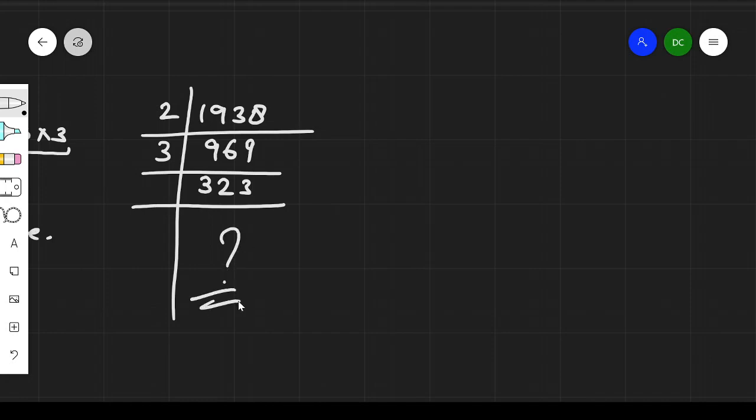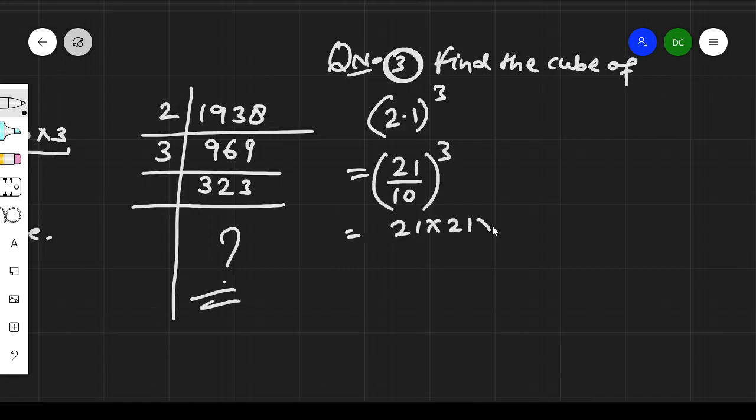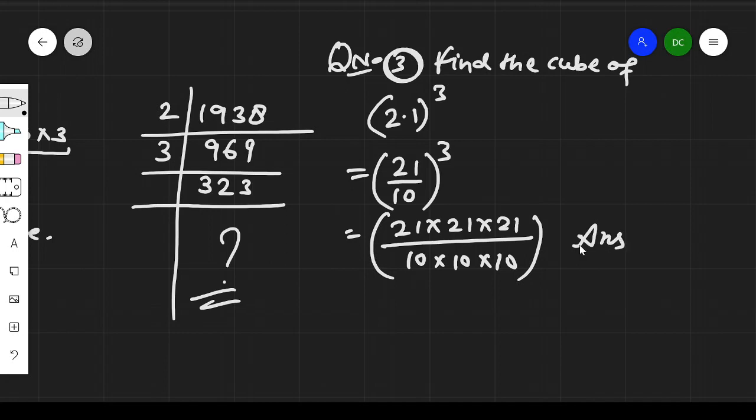Okay. Now, next question we have, find the cubes of like 2.1. If 2.1 is here and we have to find the cube of this, you can do it simply. This is question number 3. Okay. We have to find the cube of 2.1, which means we can write 21 by 10 whole cube. 21 cube means 21 into 21 into 21 upon 10 into 10 into 10. Simply you can multiply and get the answer. Please do it. I will not do the multiplication.